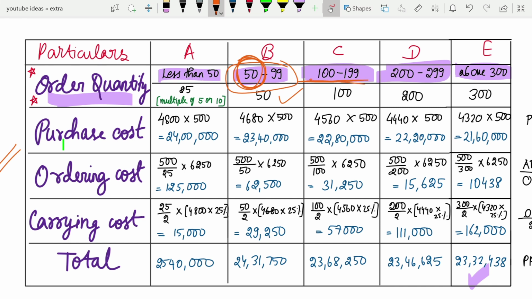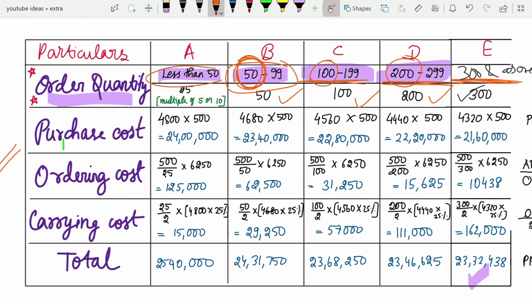Between 100 to 199, what is the least? 100. So write that. Between 200 to 299, what is the least? 200. So write that. Above 300, what is the least? Sorry, it is not above 300. It is actually 300 and above. So in 300 and above, what is the least? 300 is the least. So write that.